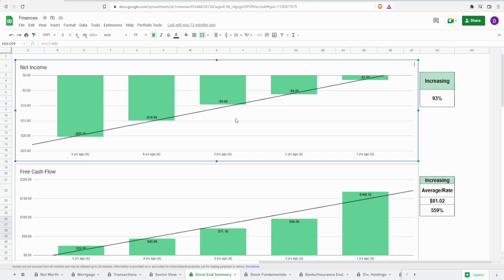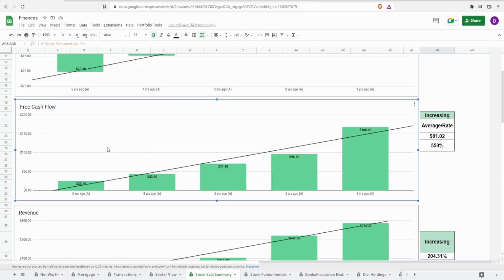Coming over to the fundamentals, starting off with a net income 5 years ago of negative $20.3 million to 1 year ago of negative $1.5 million. That is an increase of 93%. However, if you look at this graph, yes it is an increase, but their entire net income is still in the red. Oh dear Lord, this is very, very bad. So an increase of 93%, even so, the income is still in the red every single year within the past 5 years.